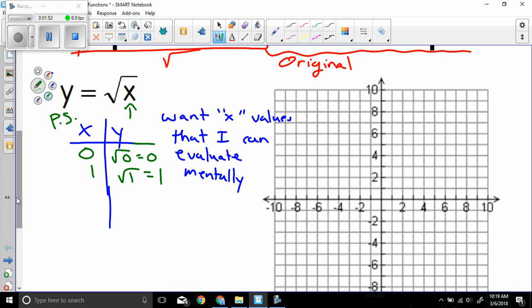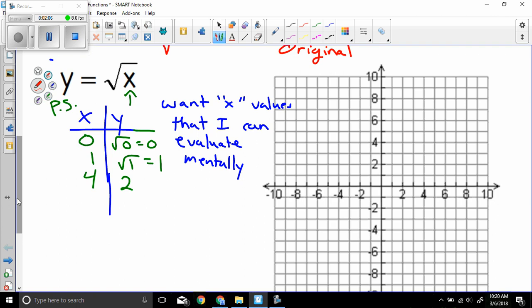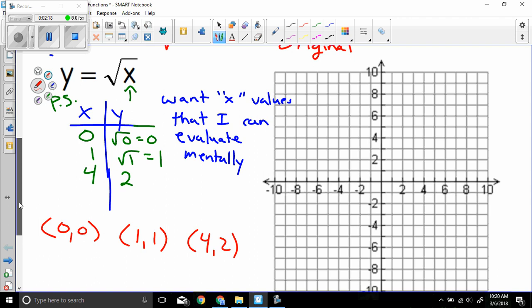Well, what's next? 2? Well, I can't do 2, because the square root of 2, I don't know a number times itself that gives me 2 in my head. 3, no, well, the next one would be 4. What's the square root of 4? Well, that's 2. So now that gives me these 3 points: 0, 0, 1, 1, and 4, 2. Now, could I continue? Sure, I could. But I think I'd rather just say that goes on forever.